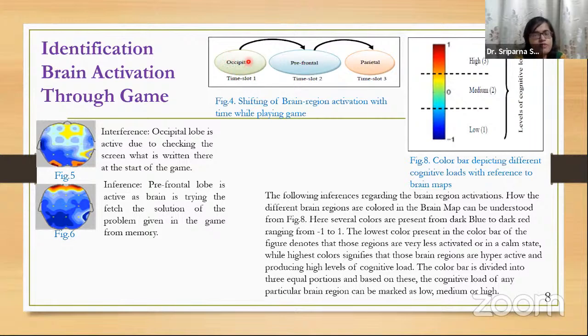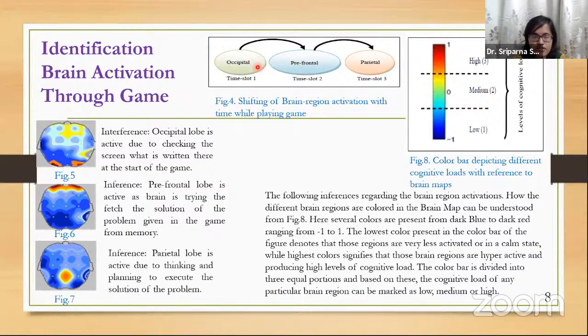So after the occipital lobe, the prefrontal lobe is activated. What are the functions of the lobes? How many lobes are there in the brain? For that, you have to study the brain components. If you are planning to do work in the EEG domain, you need to understand basic brain functioning. Without that knowledge, you cannot do EEG-related work. After that, our prefrontal region gets activated while thinking and planning to execute the solution.